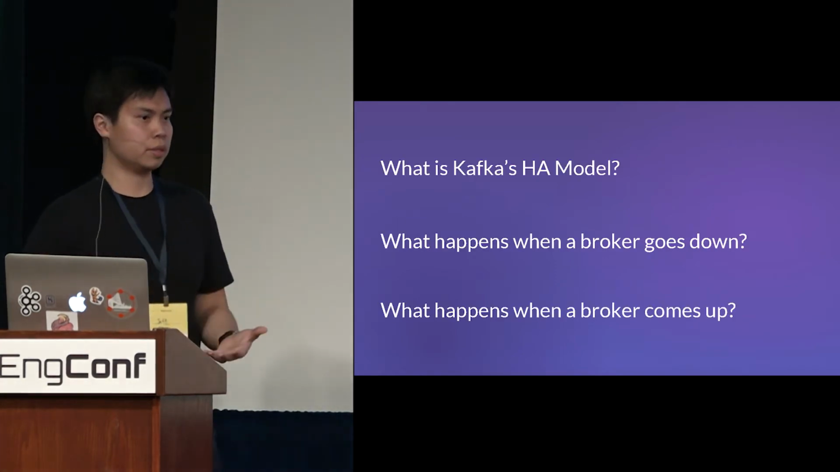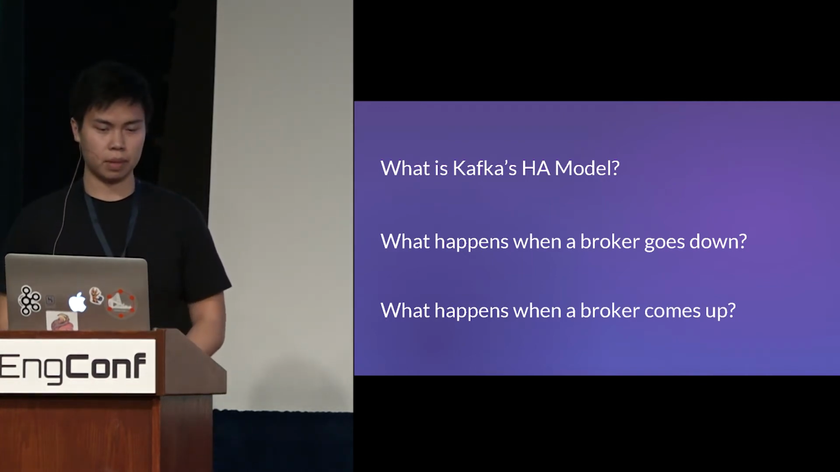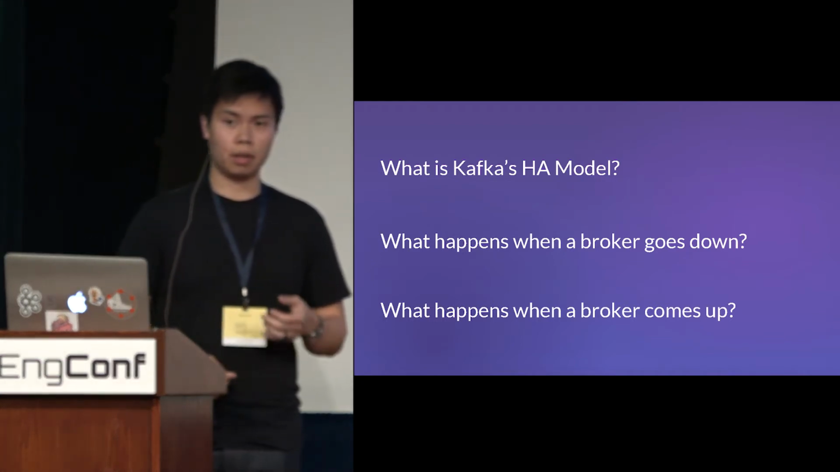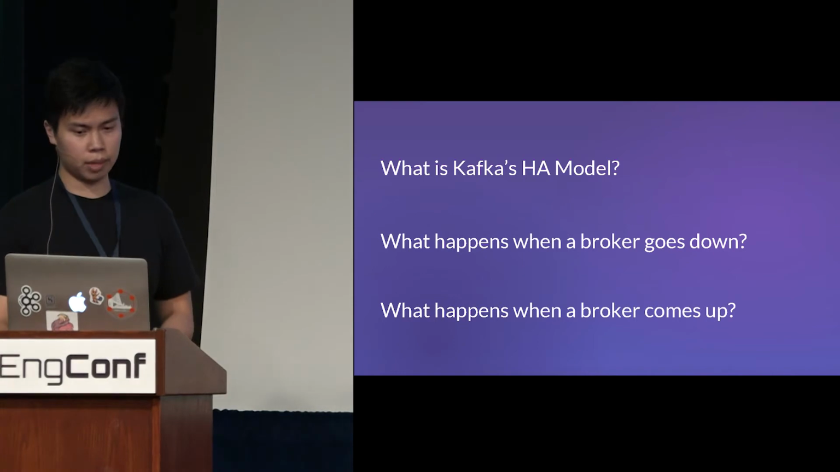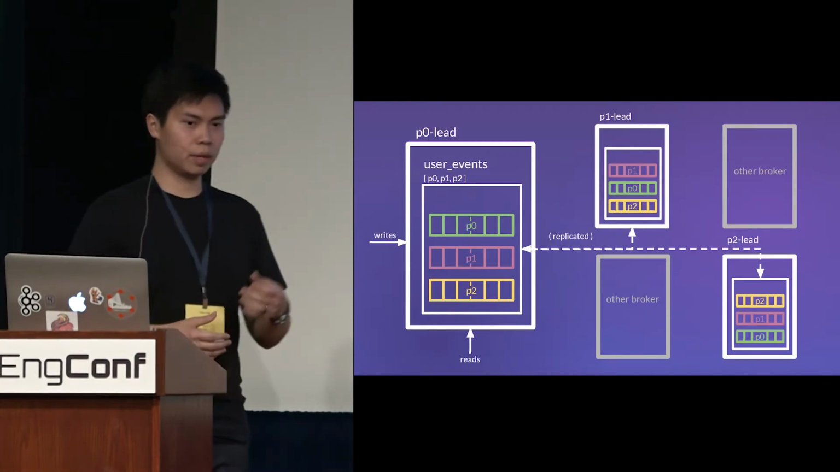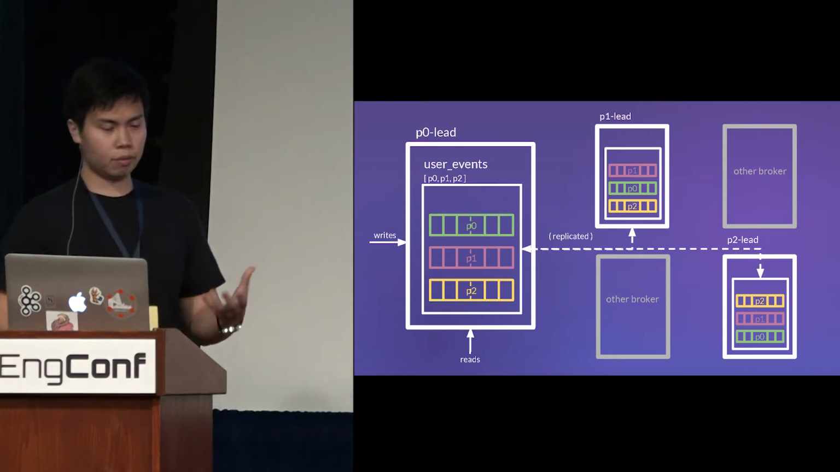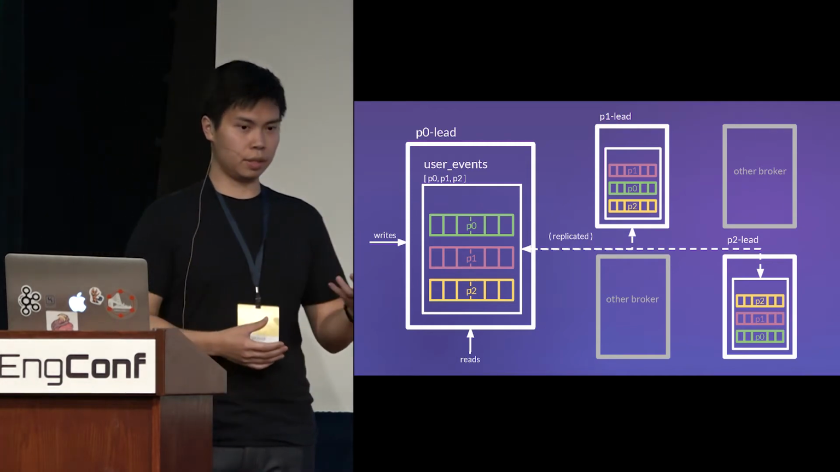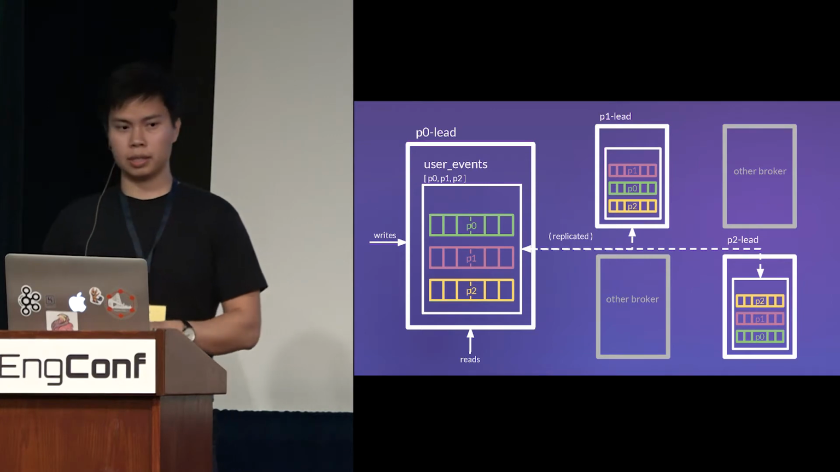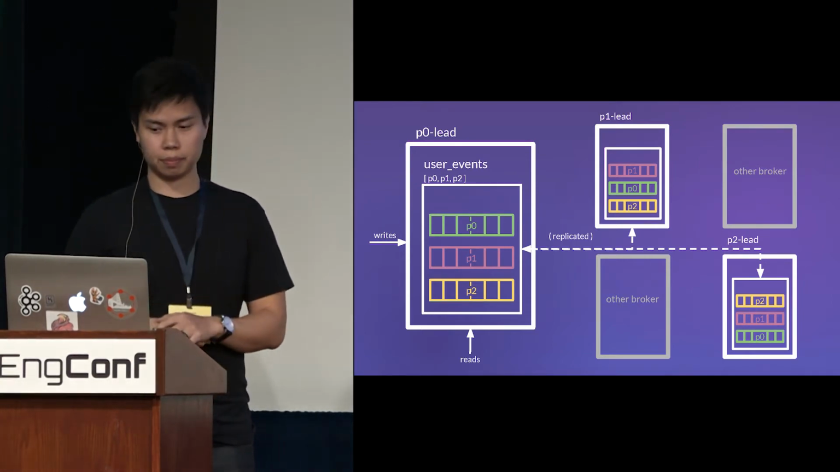So to get a deeper understanding of that, let's first take a look at Kafka's HA model. Then, what happens when a broker goes down, and then finally, what happens when a broker comes back up. So for Kafka's HA model, Kafka has a concept of leaders and followers, where writes and reads are designated to various leaders in the cluster. And then followers are other brokers that simply just continuously pull from their respective leaders.